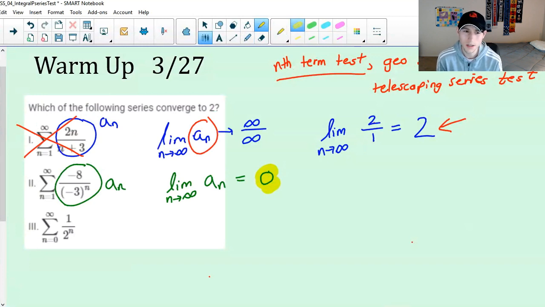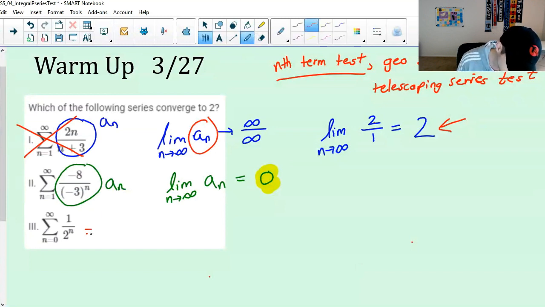But for the second one, it's not a geometric series, and it's also not a telescoping series. So as of right now, I just kind of feel stuck on number 2. As far as we know, it's not. And just looking at it, it seems hard to believe that it could converge to 2. But let me go on to the third option.